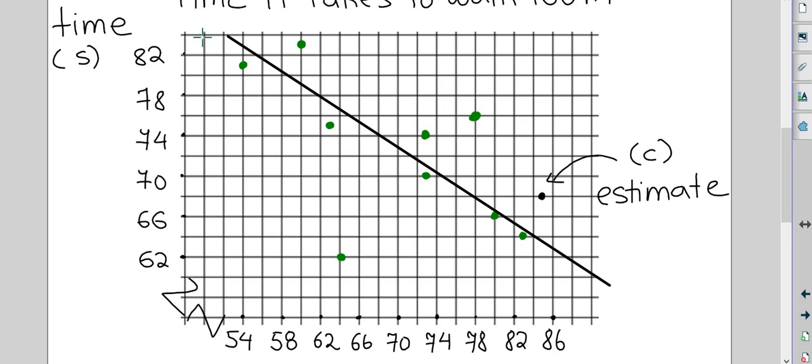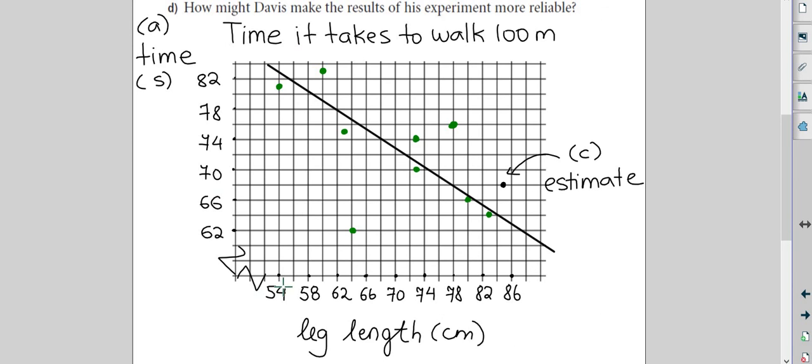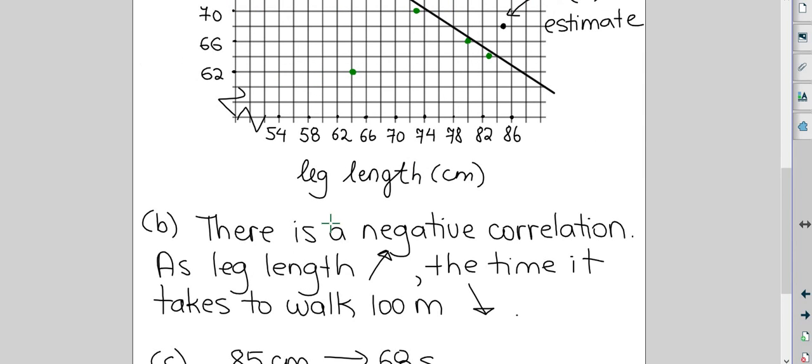And as you notice, the correlation is negative. So as time decreases, your leg length actually increases, meaning that it takes you less time to complete 100 meters distance, and your leg length increases. That means as you have longer legs, it takes you less time to walk the distance of 100 meters. So there's negative correlation.